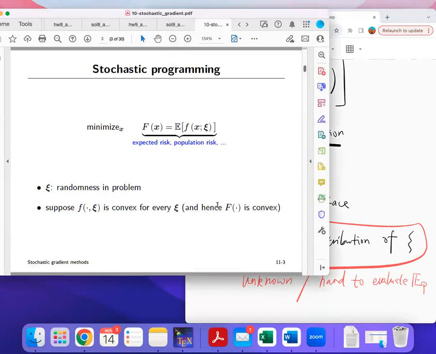But here we also focus on convex settings. So for every sample C, this loss function is convex. Therefore, the entire function, the expected loss, or we call it the population loss, is also convex, because expectation is basically adding up all these different convex functions, and convexity is preserved under this operation.